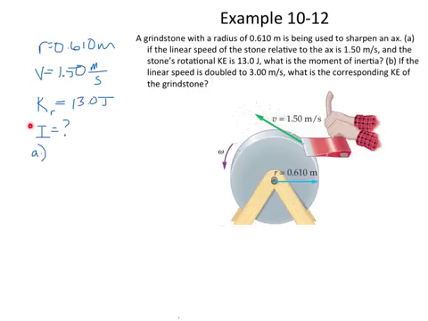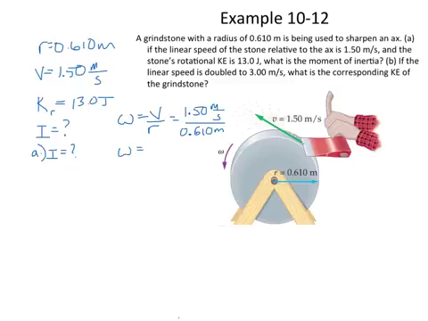You know, one thing that's drawn on our diagram right here is our angular velocity, our omega, which we don't know. So it probably would be helpful to find that. So there's our moment of inertia right there. Let's find our omega, our angular velocity, first of all. Well, angular velocity is linear velocity divided by the radius, right? So that's going to be 1.50 meters per second divided by our radius, which is 0.610 meters.